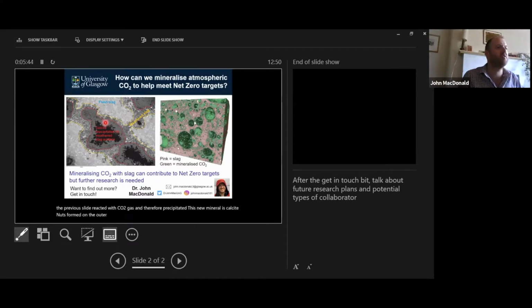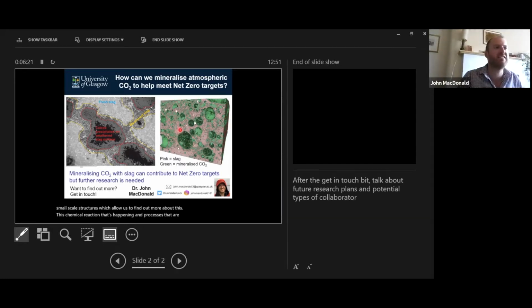I also use 3D analysis, things like CT scanning. On the right here, we can see a snapshot of a reconstructed 3D model of a piece of slag. The pink color here represents the slag itself. The green is our mineralized CO2. And I'm particularly interested in looking at these small-scale structures, which allow us to find out more about this chemical reaction that's happening and the processes that are influencing it.